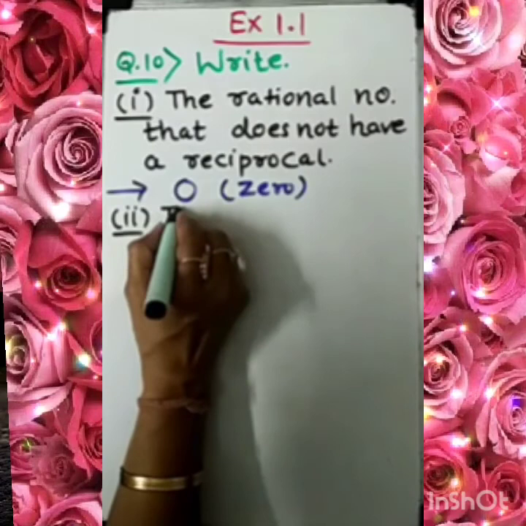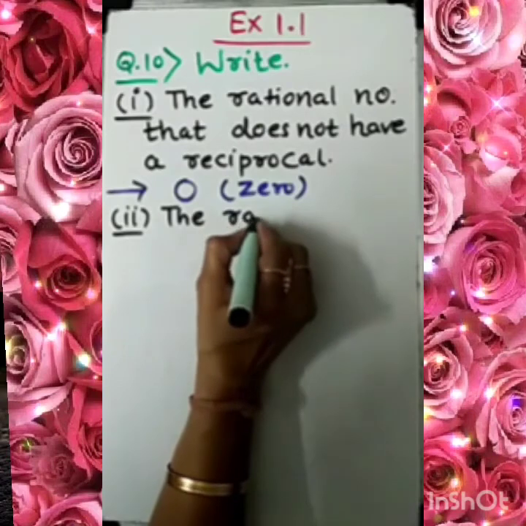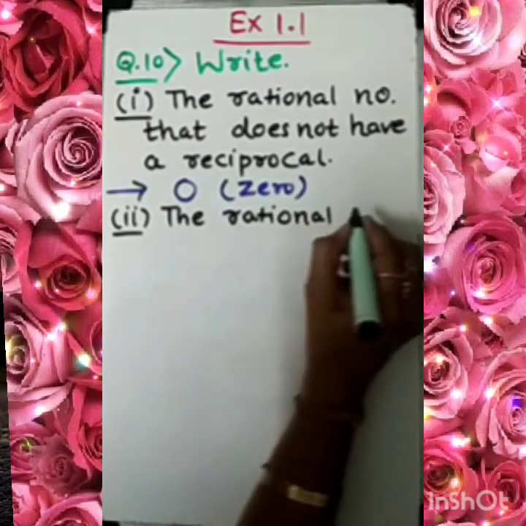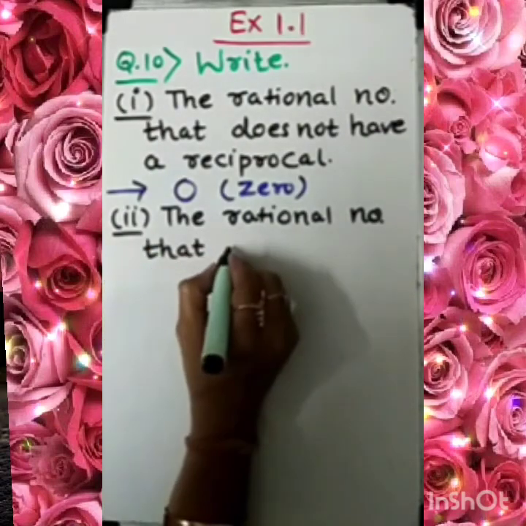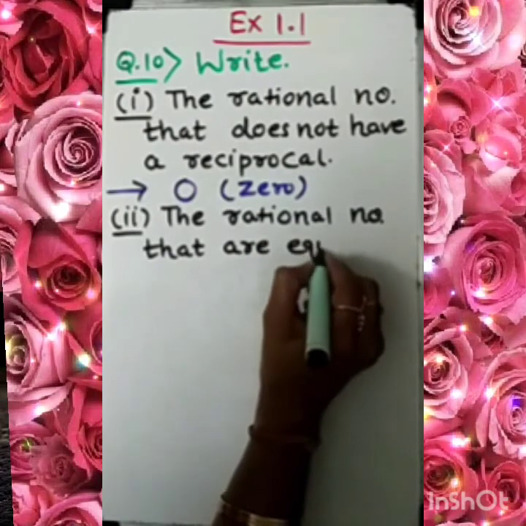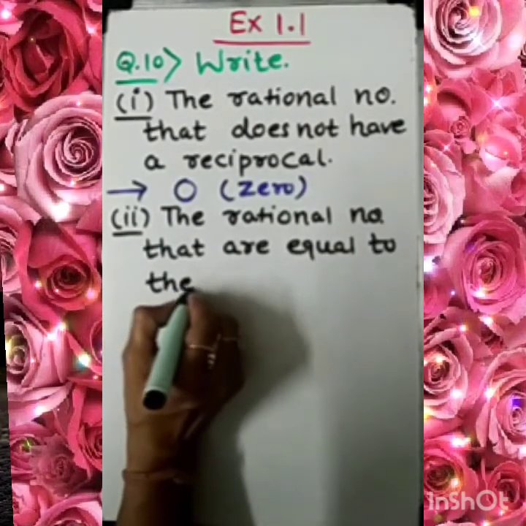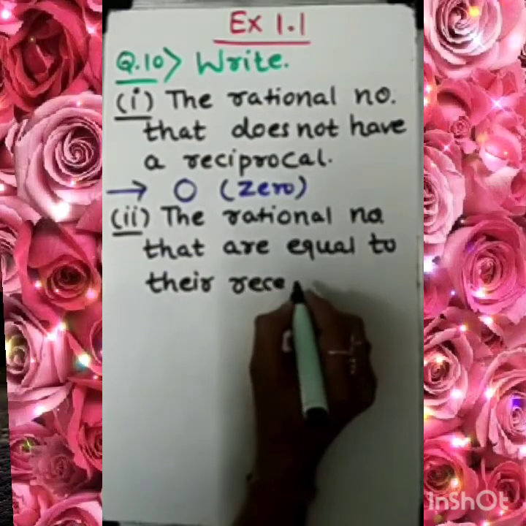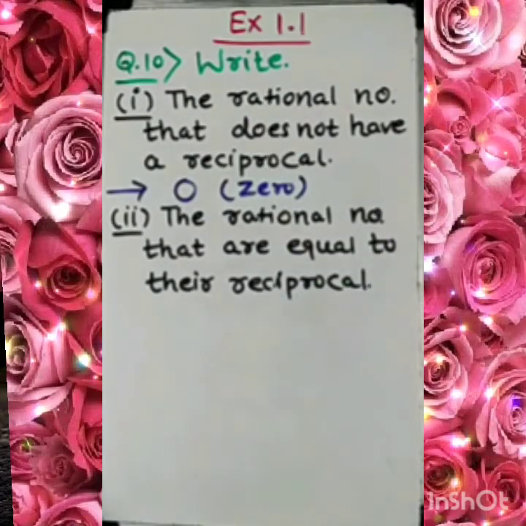Second question we are given, let me write it on your screen here: the rational number that is equal to its reciprocal. We know reciprocal means multiplicative inverse. Now which number is the reciprocal of itself? Okay, so there are two numbers.